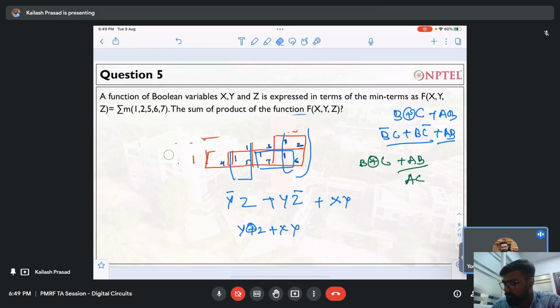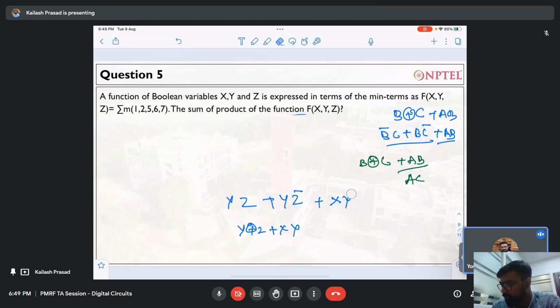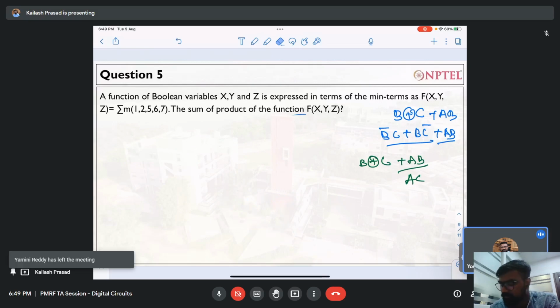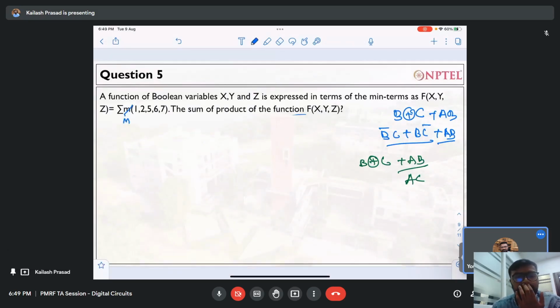What I have to do now is, instead of sum of products, I have to find product of sums, right? And I have the same literal, right? So instead of small m, I have capital M, right?